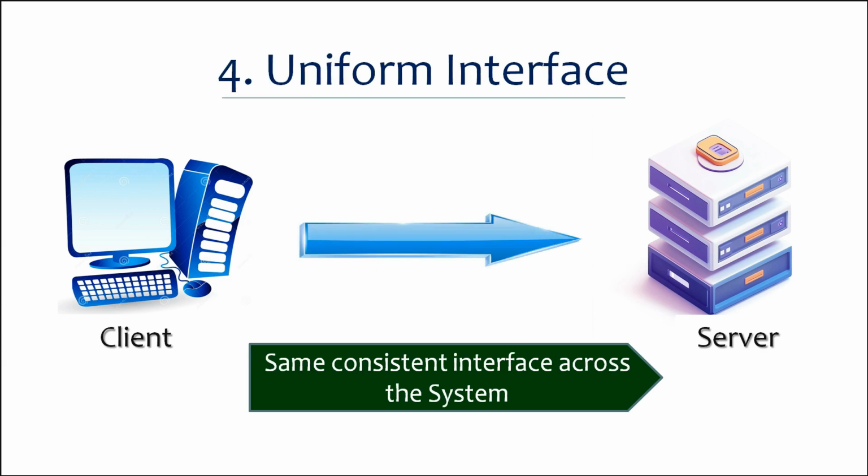And the next one is uniform interface. A REST API should follow standard rules, like using standard HTTP methods. For example, GET, POST, PUT, DELETE, PATCH, like that. And we can use standard URLs and status codes. Also, we can use JSON or XML structure. The main purpose of the uniform interface is to make APIs predictable and easy to use.